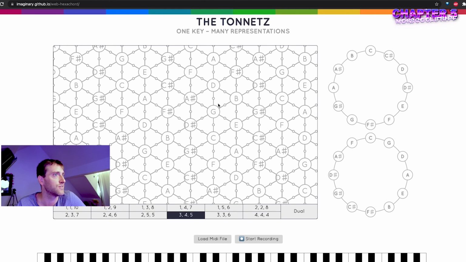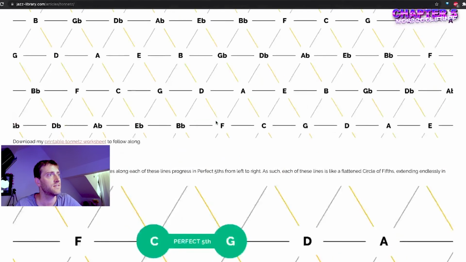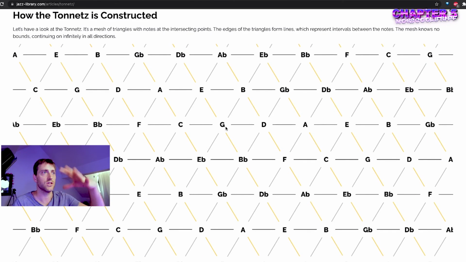You can do this as you like. But now you need to notice that if you're here on G, then the perfect fifth from G, D, is here, and the perfect fifth from D, A, is here. So you see it's actually the same net, but just shifted by 90 degrees.